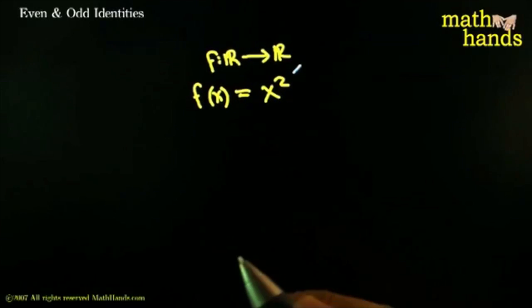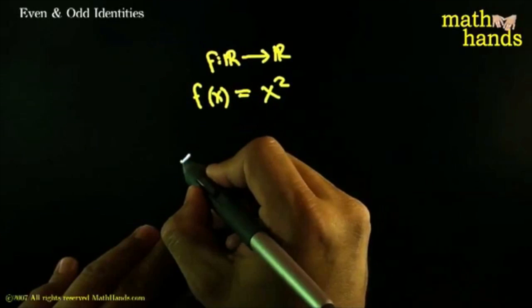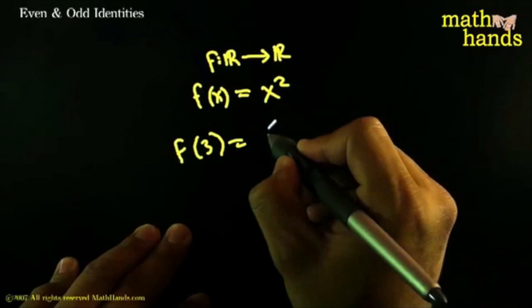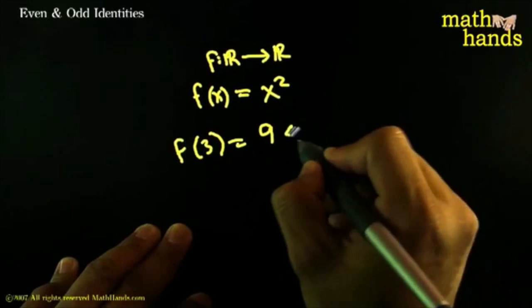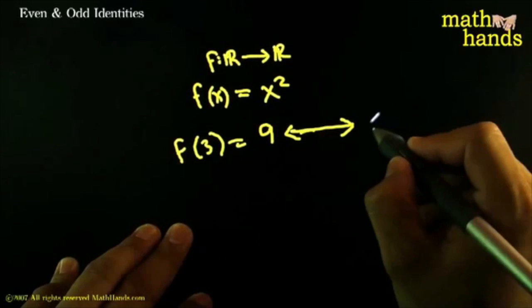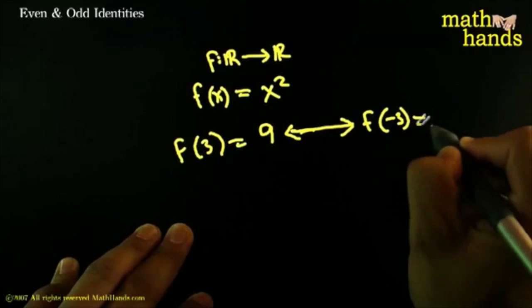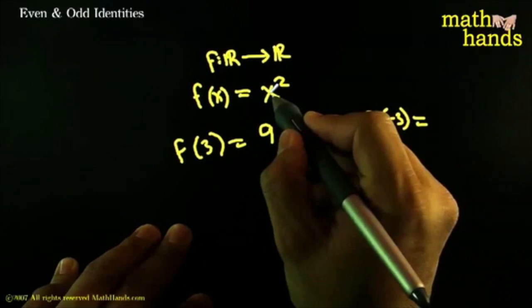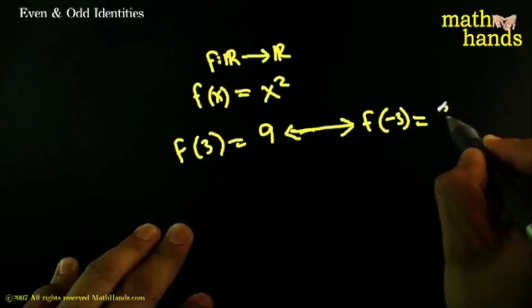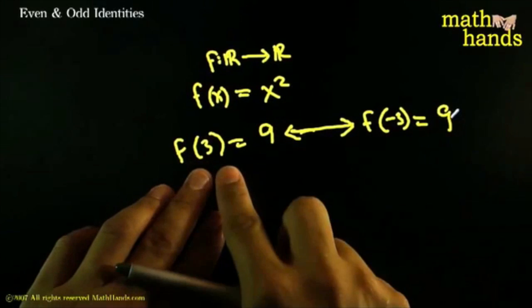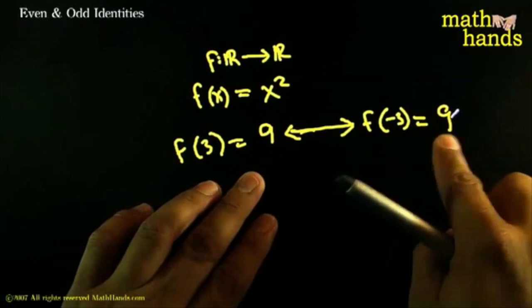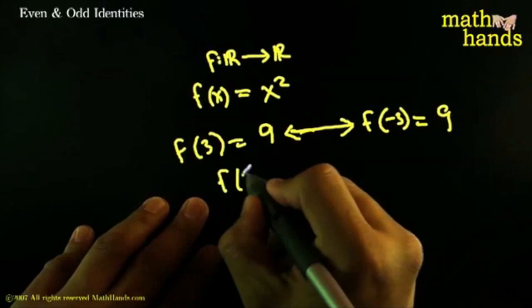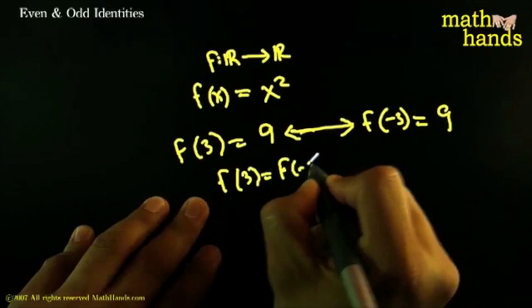And you say to yourself, hey, what's f of 3? And you say, oh, that would be 3 times 3, which would be equal to 9. And then you compare that with the negative. What would f of negative 3 be? Well, that would be negative 3 times negative 3, which would be positive 9. And you say to yourself, whoa, f of 3 is exactly the same as f of negative 3. F of 3 is equal to f of negative 3.